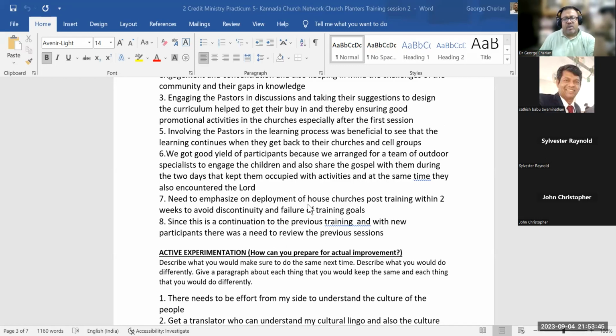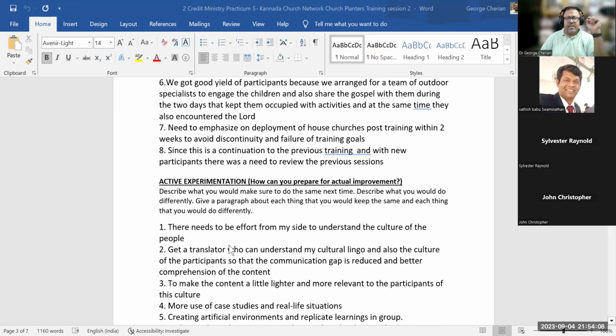Need to emphasize deployment of house churches post-training within 2 weeks to avoid discontinuity and failing of training goals. So that's something that we learned. We needed to emphasize that they need to plant a church. Since this is a continuation of the previous training and with new participants, there was a need to review the previous content. So I have to always consider reviewing what was learned in the past when it is a consecutive intake.